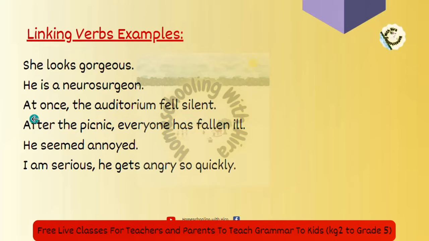So if you want to write "ekdam se auditorium khamosh ho gaya," you would write: at once, the auditorium fell silent, or went silent. Here it's a linking verb. It's linking the auditorium to its complement, that is, silent.